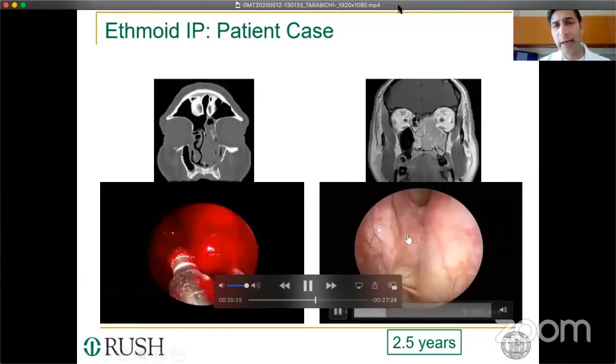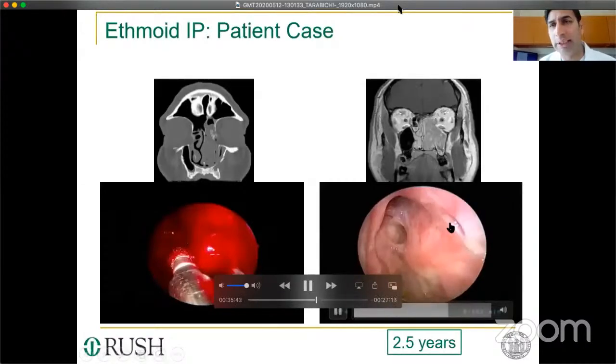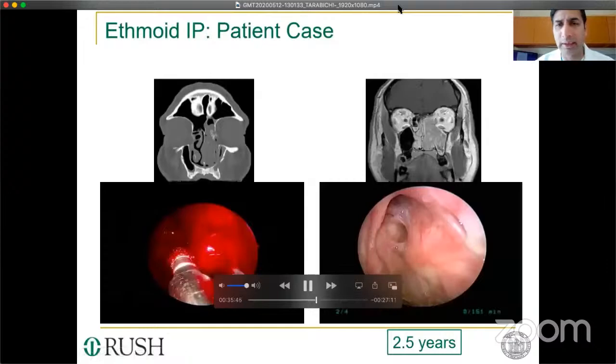Sphenoid, ethmoid roof, anterior ethmoid, and looking up into the frontal sinus, and you can see the lamina here, and you can see the nasolacrimal neosteum that's fully healed right there.